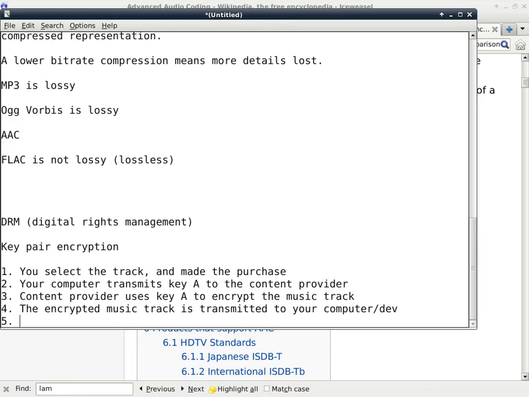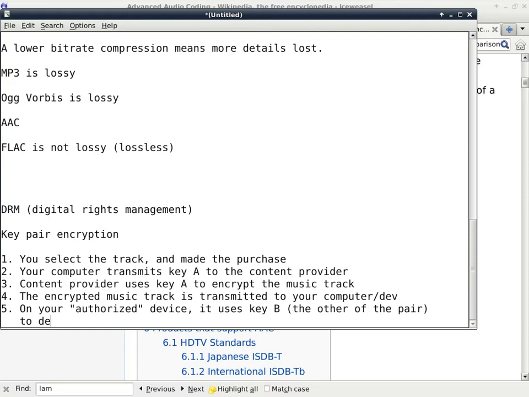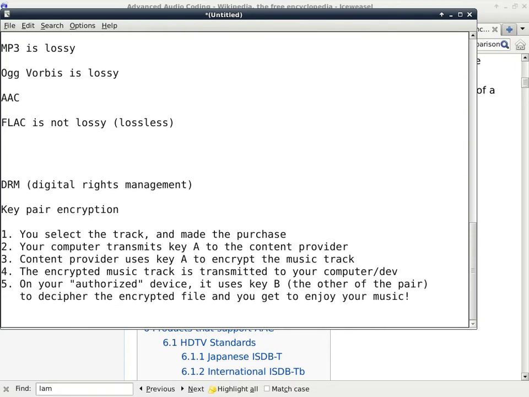So on your authorized device, it uses key B, the other of the pair, to decipher the encrypted file, and you get to enjoy your music. But what if you transmit this track to another device? The other device does not have key B, and therefore it cannot decode the music.